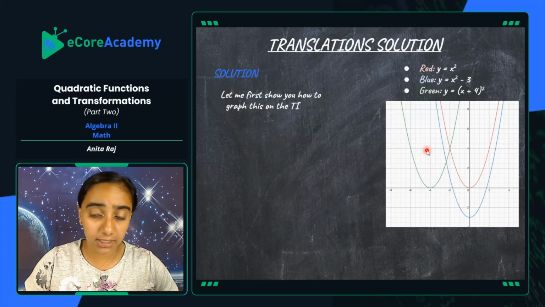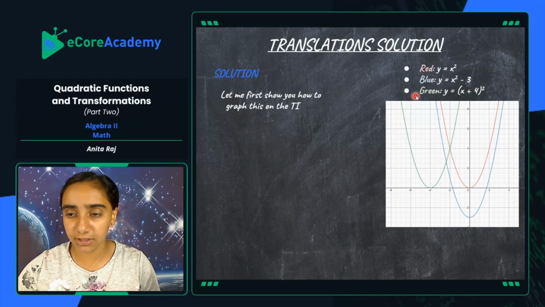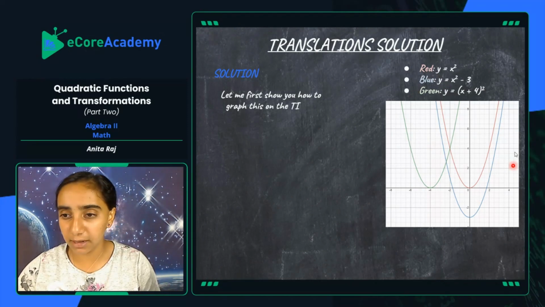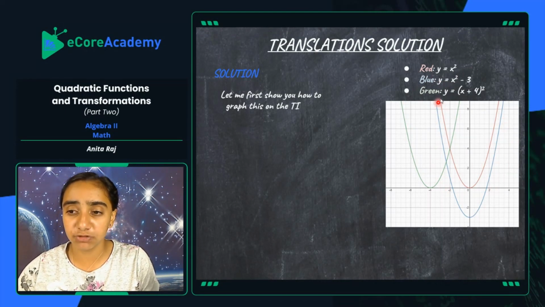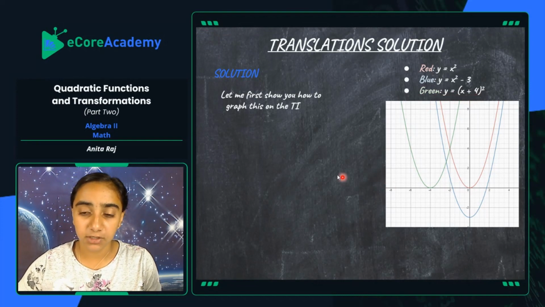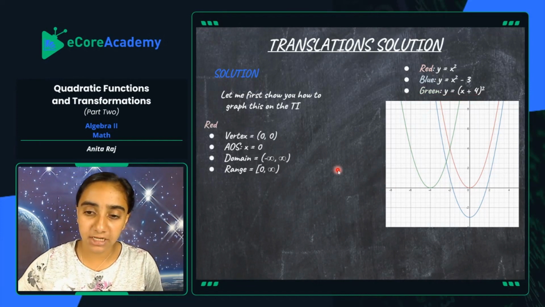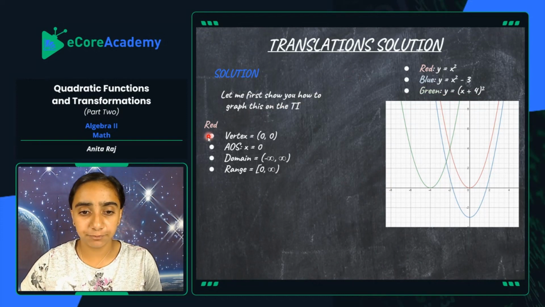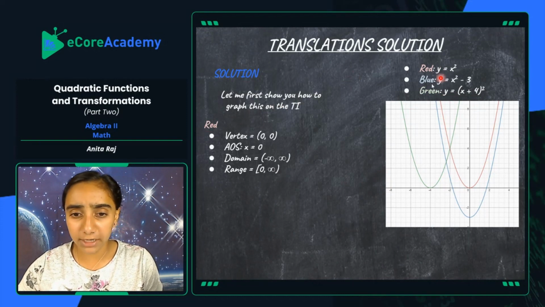So red, again, I just want to go over this key I've written up here. This red parabola is your y equals x squared. The blue one is your y equals x squared minus 3, and your green is y equals the quantity of x plus 4 squared. So now we're going to be walking through the properties. First, let's go over red. Red is your parent function, y equals x squared.